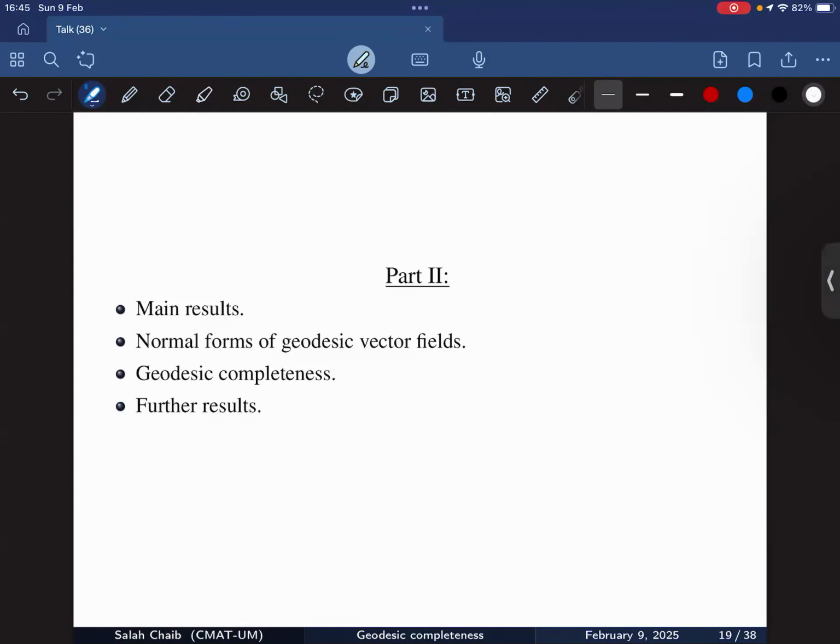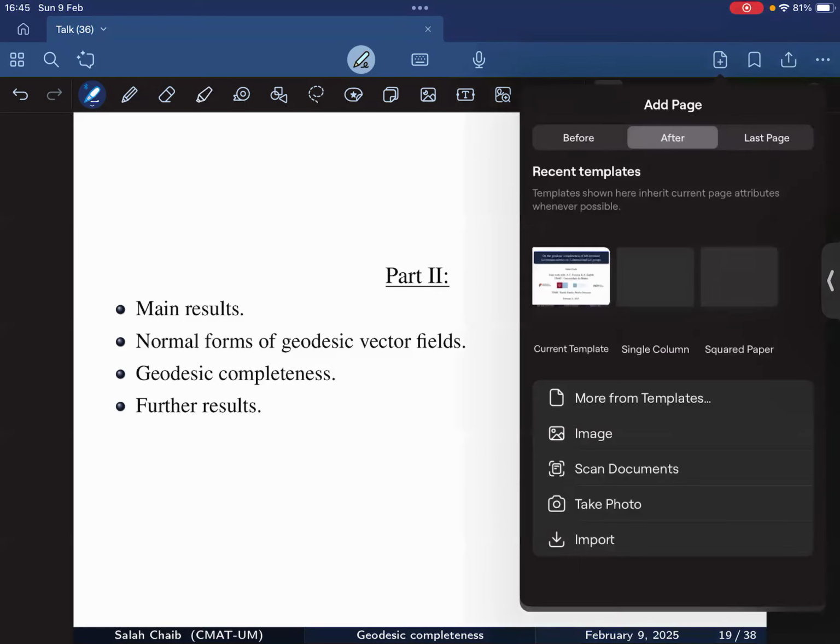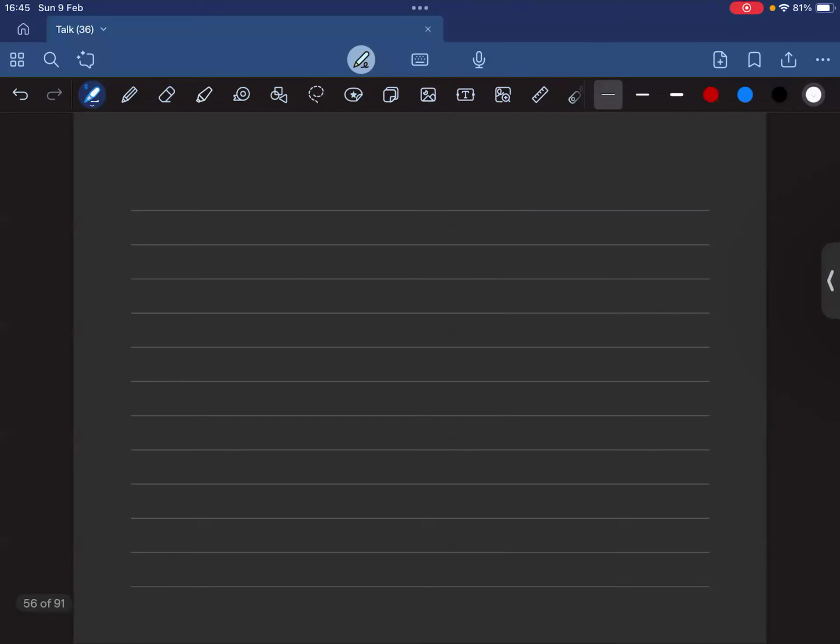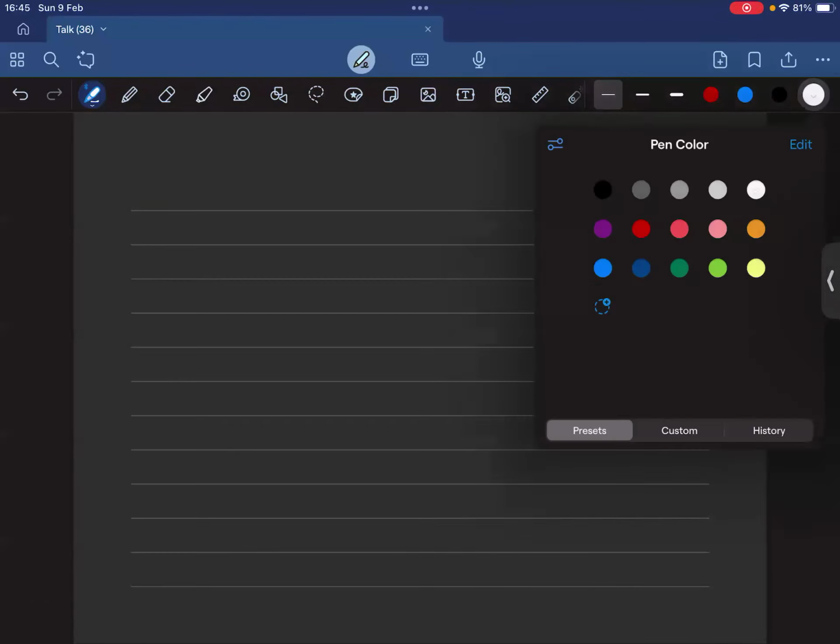Thank you, Ala. So in this second part, I will present the main results and discuss normal forms of geodesic vector fields. And then I will address the geodesic completeness problem and share some further results. Okay, so maybe first I will recall what's the problem.